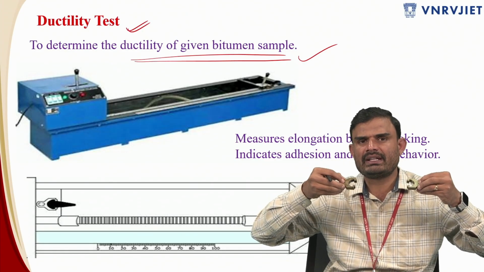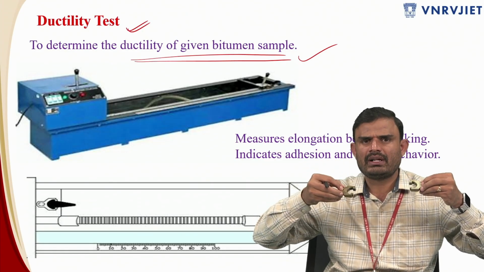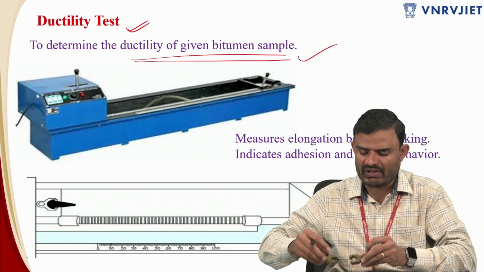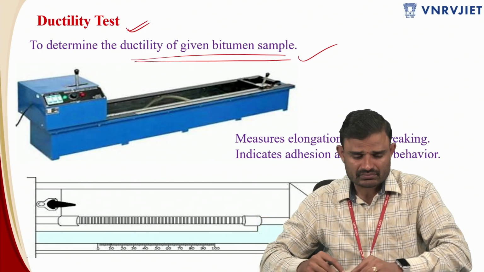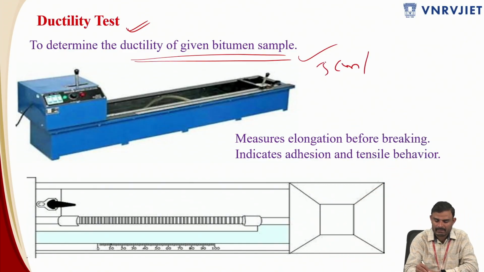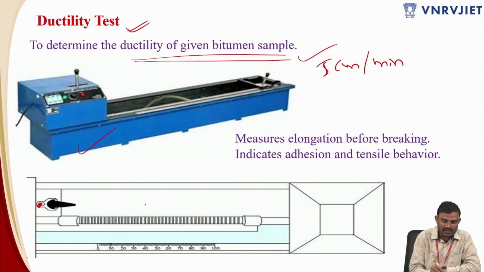Thereby the bitumen will be elongated, and it will be subjected to some amount of elongation, through which you are going to get the ductility value of this bitumen sample. Here the rate of movement will be 5 centimeters per minute. This is the drum you are going to have, with the fixed arm, and on the other side a mobile arm like this, which will be connected to the shaft. This will be moving like this, and there is a graduated scale present over here from 0 to 100.